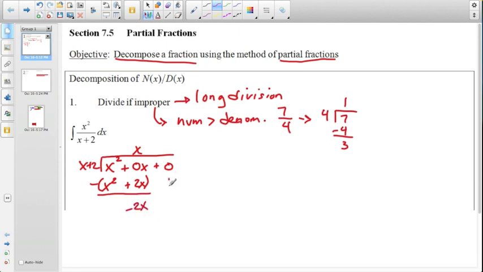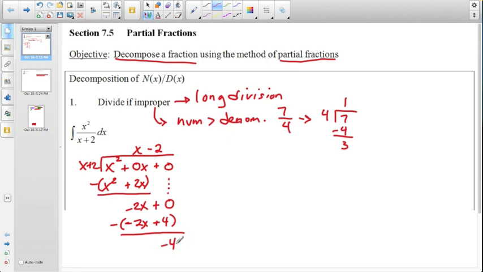And then we're going to bring down the 0. And so then we're going to ask ourselves again, how many times does x go into negative 2x? And it goes in negative 2 times. And we can do the multiplication here. Negative 2 times x is negative 2x. Negative 2 times 2 is negative 4. And then we can go ahead and subtract that. And so we have negative 2x minus a negative 2x, which is 0x. 0 minus negative 4 is 4.